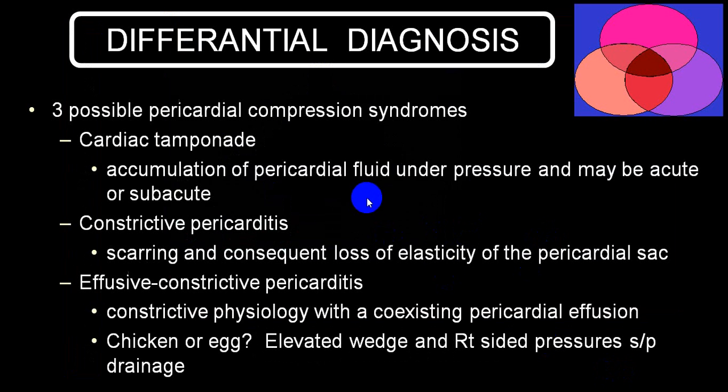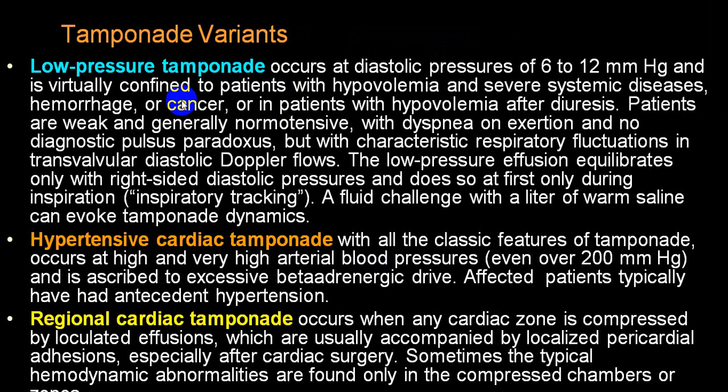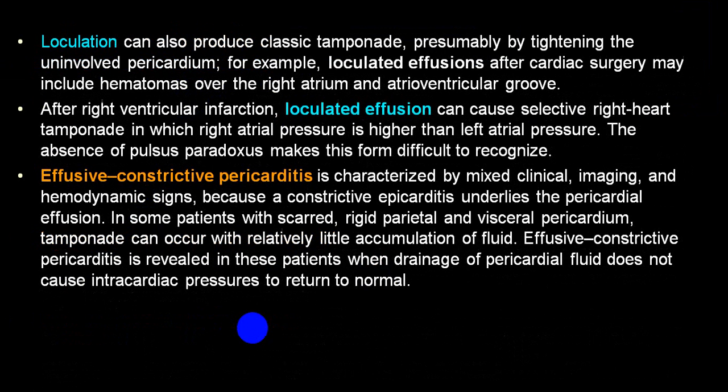Ideally, you will have to differentiate cardiac tamponade from constrictive pericarditis and effusive constrictive pericarditis. Also, you can pick up by echocardiography low pressure cardiac tamponade or low pressure and localized. That can be differentiated by, we call low pressure tamponade, hypertensive cardiac tamponade and regional cardiac tamponade, which you will be able to differentiate by a good echo. Also, you will have to differentiate effusive constrictive pericarditis from constrictive pericarditis, restrictive cardiomyopathy, and classical cardiac tamponade.